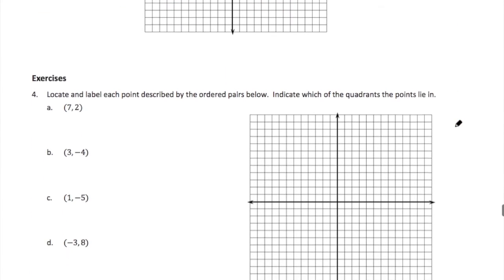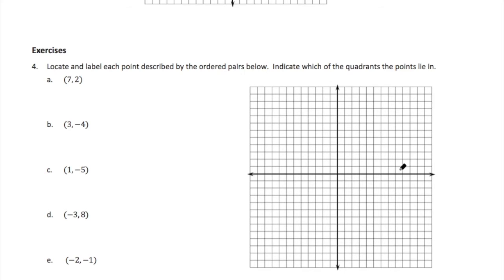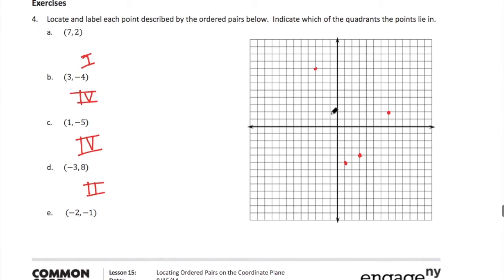So let's look at a few points here. Let's go ahead and plot them, and then we can see which quadrant they're falling in. 7, 2 is to the right 7, and up 2, and that's going to be in quadrant 1. 3, negative 4 is 3 to the right and 4 down. That's going to be in quadrant 4. 1, negative 5, 1 right, 5 down. That is also in quadrant 4. Negative 3, 8 is 3 to the left and up 8, so that's going to be quadrant 2. Negative 2, negative 1 is 2 to the left and 1 down, so that's going to be quadrant 3.